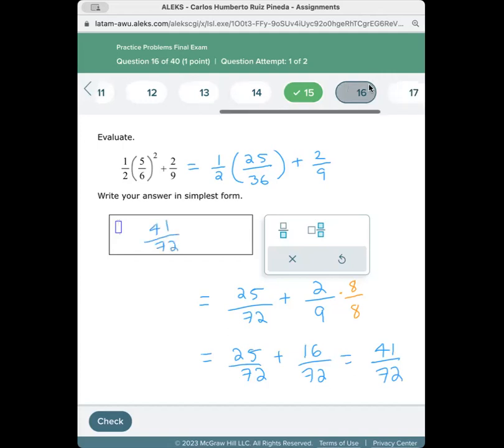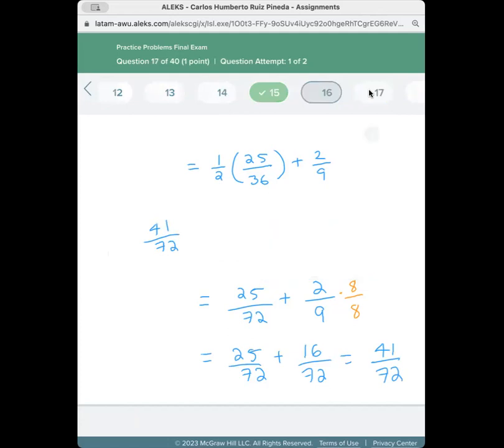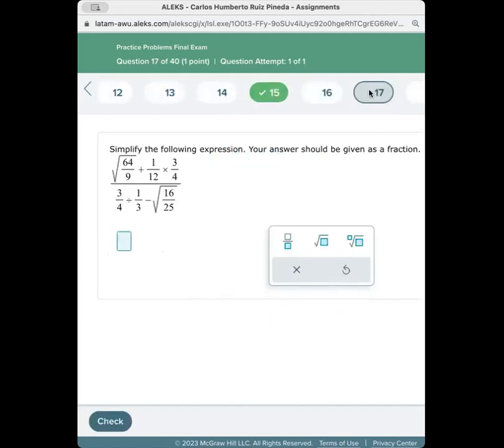We continue with 17. Okay, so this one, we have to simplify the numerator and then the denominator, one at a time, okay? So here, remember the formula, when you have a square root of a fraction, it's the same as finding the fraction of the square roots.